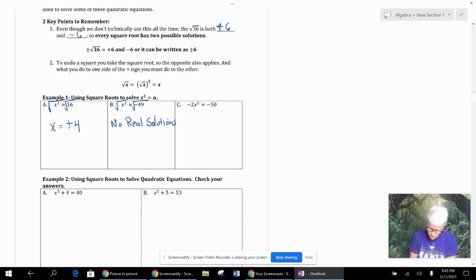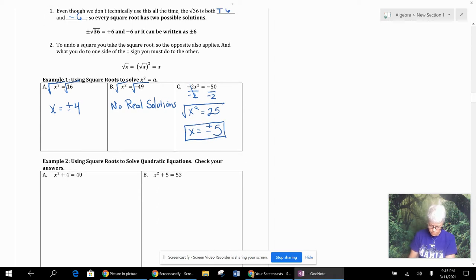Let's look at the next problem here. I'm going to solve it like I would solve any other equation. I'm going to divide both sides by -2. I get x squared equals a positive 25. Again, I like to just put one huge big radical over the whole thing. So I get x equals the square root of 25, which is either a positive or a negative 5.